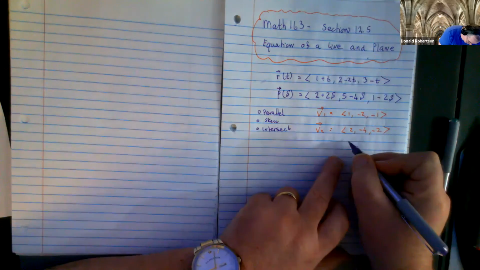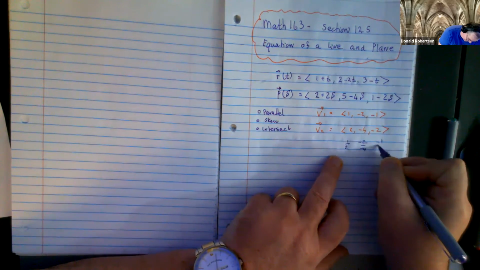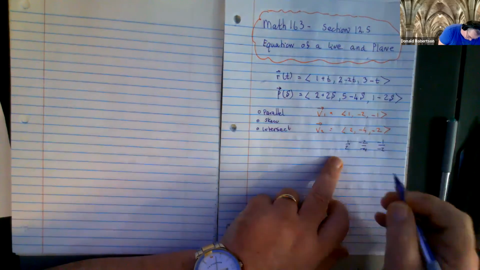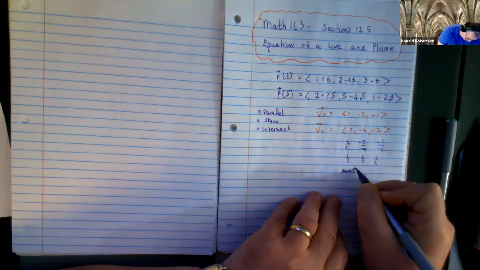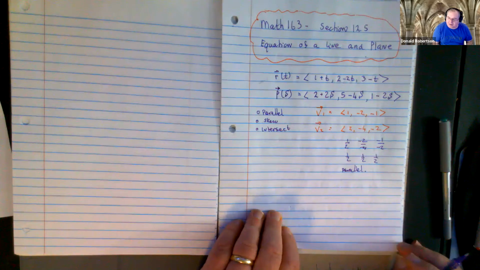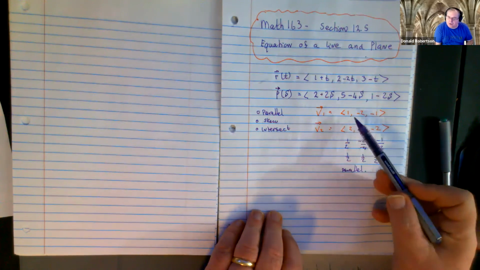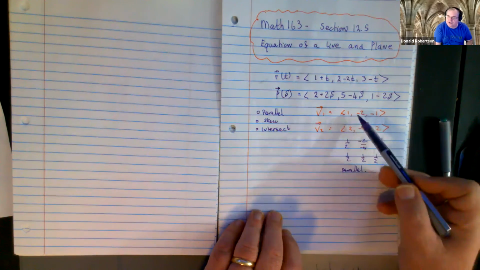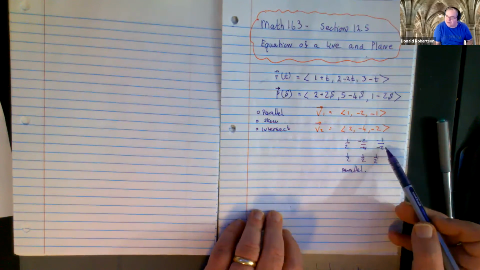Now, if you want to do it as a test, you divide corresponding components, and if the answer is the same, then they are parallel. So parallel's pretty quick. If they're parallel, you'll know it pretty much right away. Even if these are weird fractions like 3/7, you'll get 3/7, 3/7, 3/7. It'll come out when you simplify.